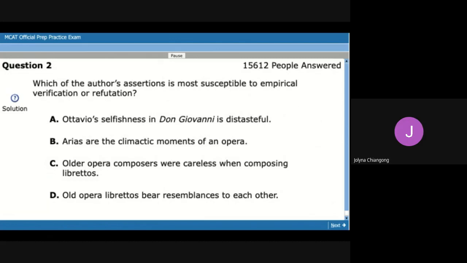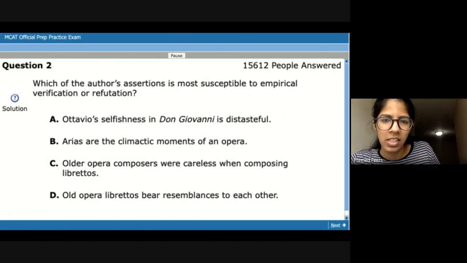When I looked at it, empirical, I was just like, can be proven, like it's not based on opinion. So something that would have a more clear right or wrong, or that you could test or clearly see. Yeah, exactly. So the fact that A says it's distasteful, that's an opinion, and B, arias being climactic is kind of a subjective interpretation.